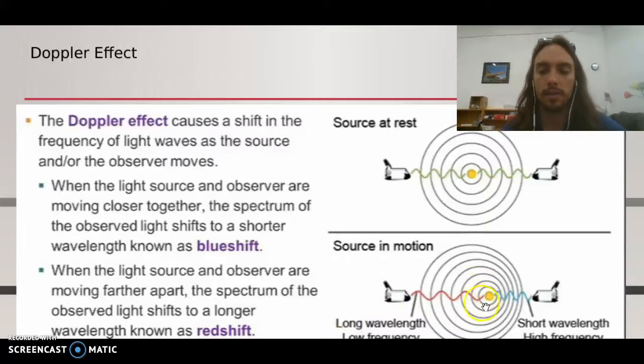Right here, this is the source, and the observer is moving farther apart. The spectrum of observed light is longer, and the frequency is lower. Whereas if the source is moving towards an observer, the frequency and the pitch are increasing. And I say pitch because I want you to think about that example of the police car or the ambulance siren. So that's redshift and blue shift and the Doppler effect.